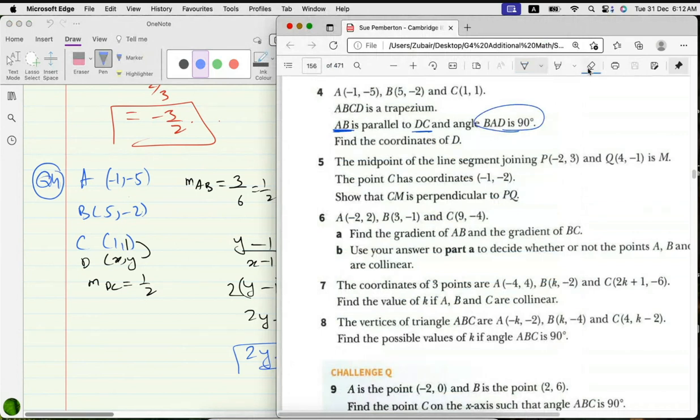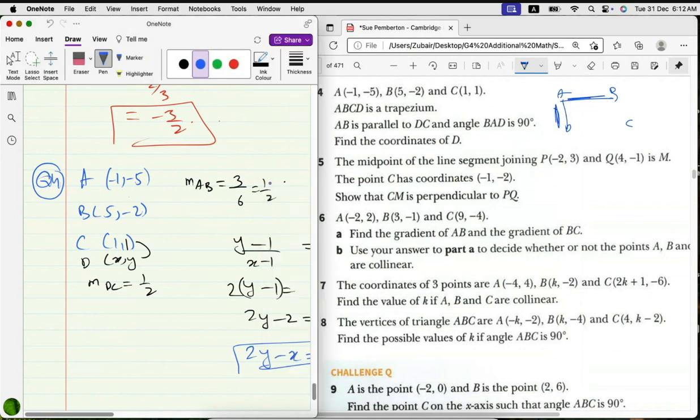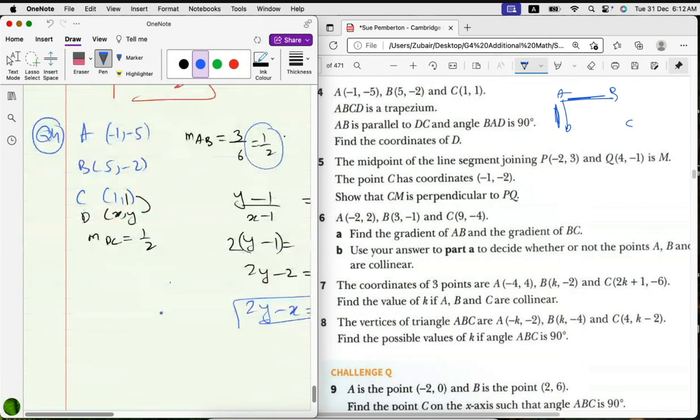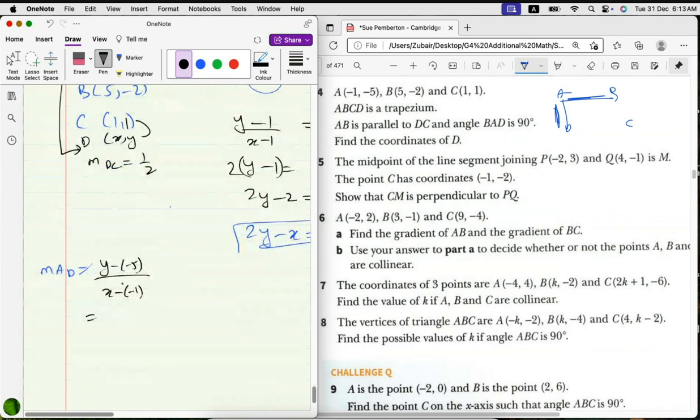Sorry, AB and DC is parallel. BAD: A, B, C, D. So in BAD, AB and AD are perpendicular. Gradient of AB is already there, and I'm working out the gradient of AD, using these two points, the first and last one. Y2 minus Y1 over X2 minus X1 is y plus 5 over x plus 1.